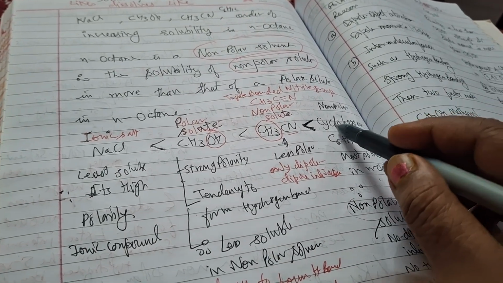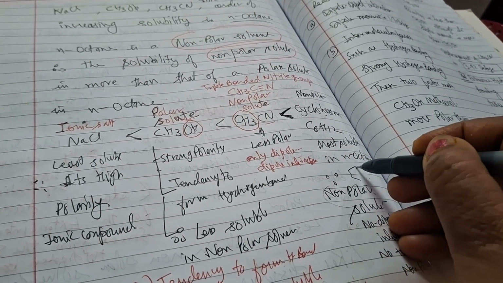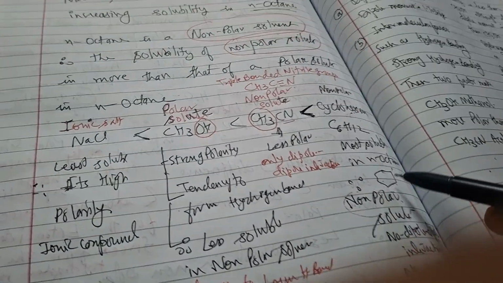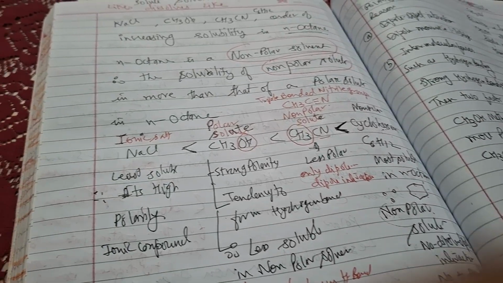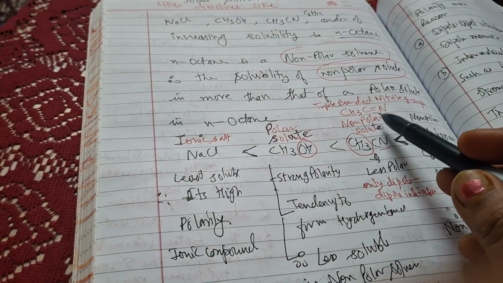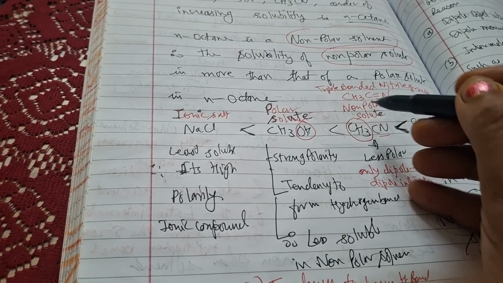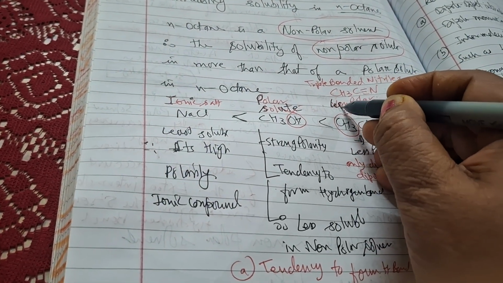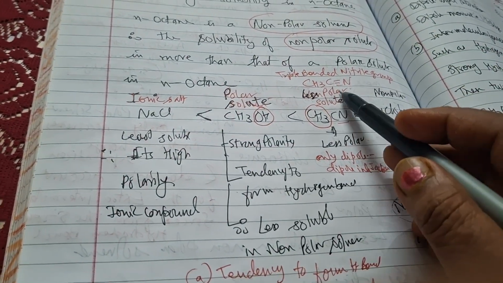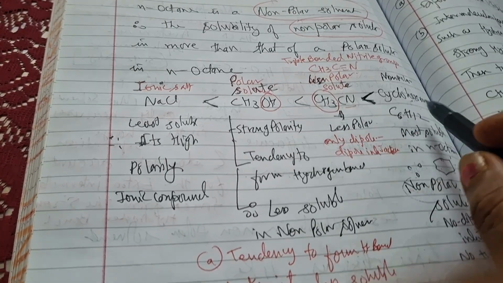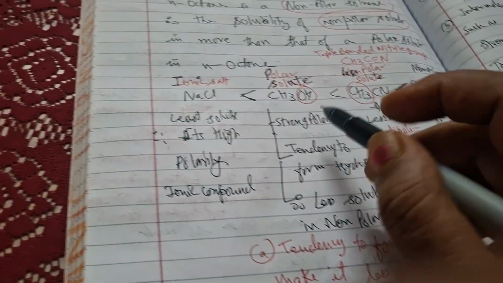Again I repeat, cyclohexane, this is the structure, a cyclohexane ring with CH2 all over. So C6H12 is more soluble in n-octane. And then we go to acetonitrile. It is less polar, I will not say non-polar, I will say less polar solute. It is a less polar solute, CH3CN, and that is why it is less soluble in n-octane.